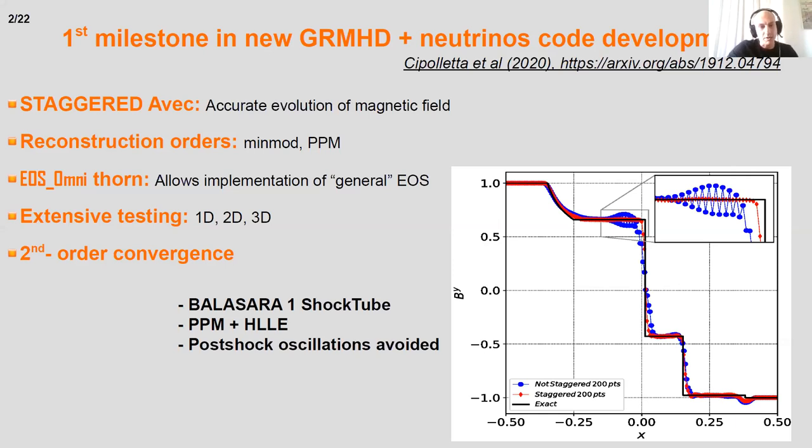Then in SPRITZ, we also implemented several reconstruction orders, basically the second order minmod and the third order PPM method. We also implemented the usage of EOS Omni thorn, allowing the user to call for every kind of equation of state. We performed several extensive tests in 1D, 2D, and 3D, and we showed second order convergence overall.